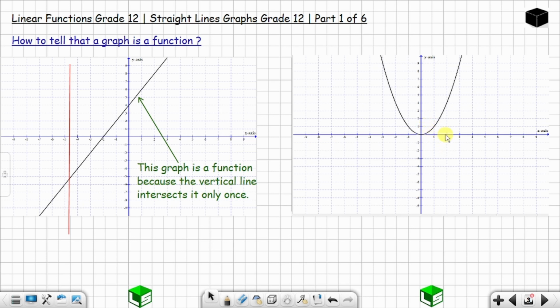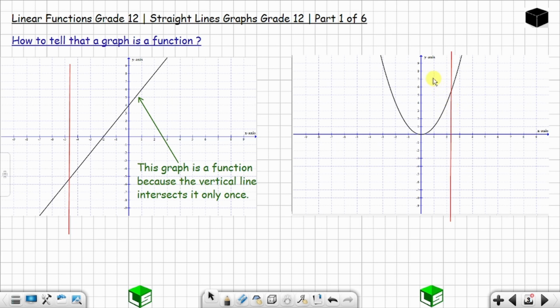You can also see 2. If you look at 2, 2 is matching up with only 4. You can see, right? 2 is not matching up with any other element. So it's matching up with only 4. Even 3 is matching up with only 9. And to test this, you can use the vertical line. You can see if you use the vertical line, it's only cutting the graph once at that point.